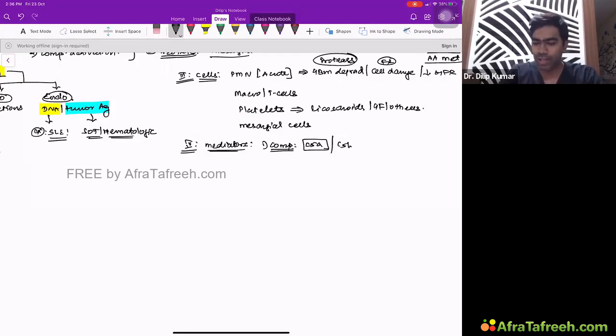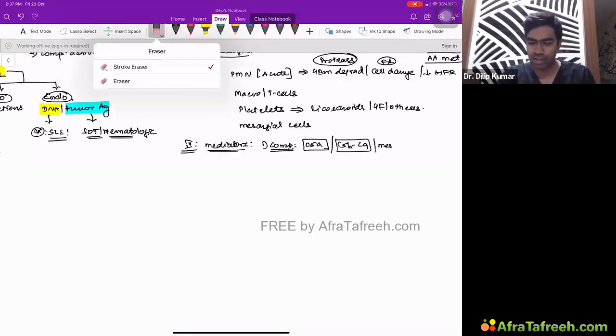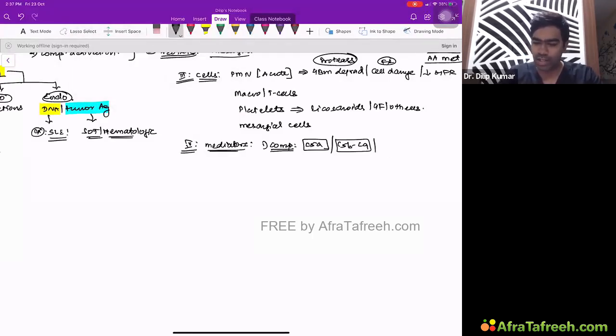And we have C5b to C9, which is very important to produce the membrane attack complex or terminal attack complex that causes cell lysis in the local area. At the same time, the complement-related mediators can stimulate the mesangial cells as well.